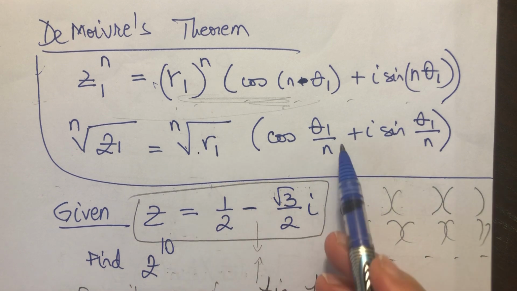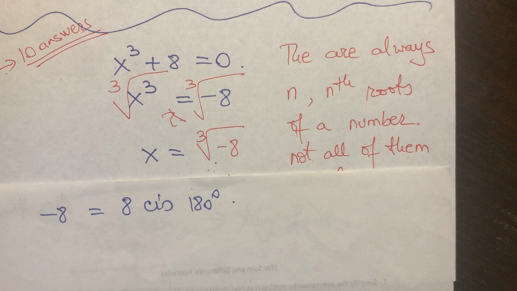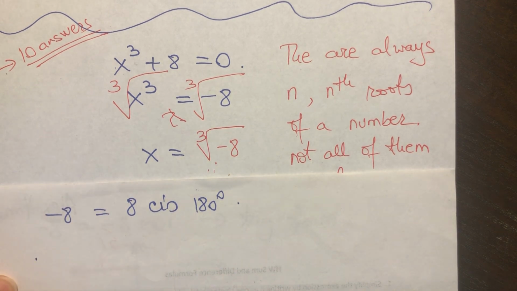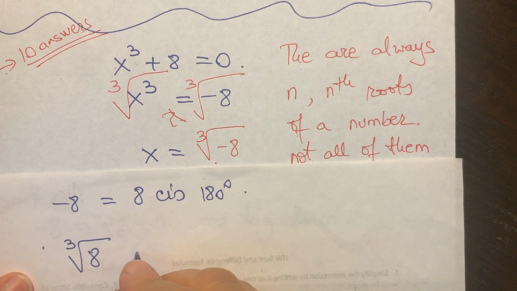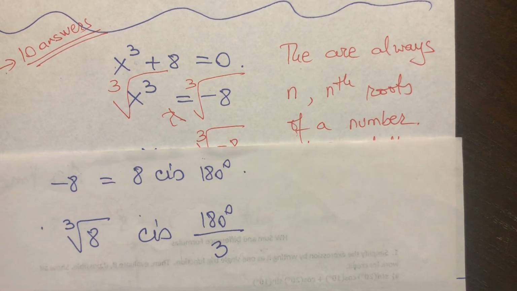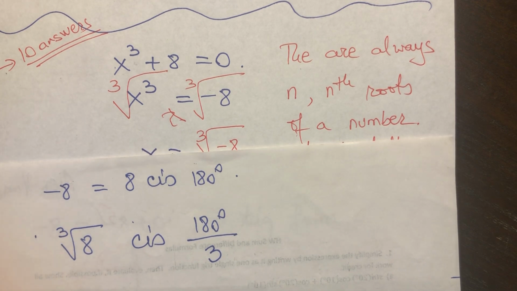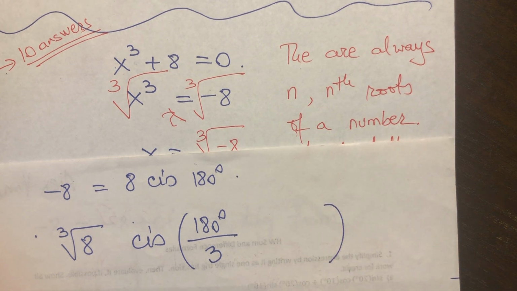You take the nth root of it and then take the angle and divide it by n. So here it is. The nth root of this number, or the cube root of 8, will be the cube root of 8 cis of 180 degrees divided by, well, by 3, right? That's the cube root. Except that gives you just one answer. So how do I make sure that I get all my answers?